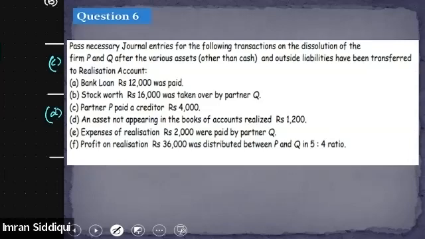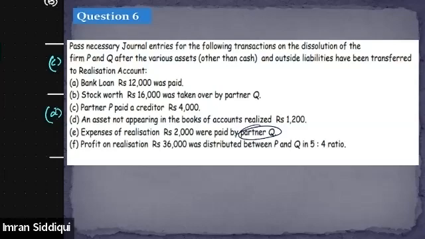Sorry, E. Expenses of realization 2000 were paid by partner Q. Tell me, on which side of the realization account do we write this kind of adjustment? Whenever expenses of realization are paid, we need to record them on the debit side of the realization account. But since it is paid by partner Q, it will be recorded on the debit side by the name of the partner.